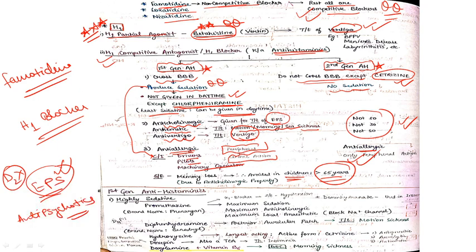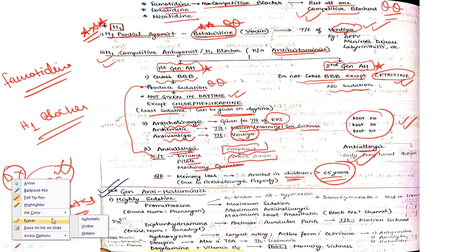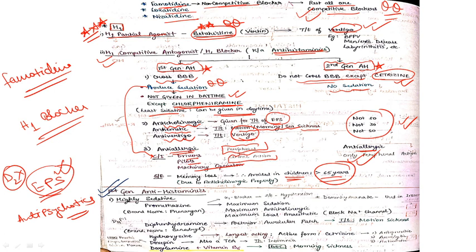Now moving to the first generation antihistaminic drugs. I have discussed that they are highly sedative, but we also categorize first generation antihistaminics according to their sedation. We have categorized the drugs into highly sedative, moderately sedative and least sedative. So the first group is highly sedative. It includes 4 to 5 drugs.